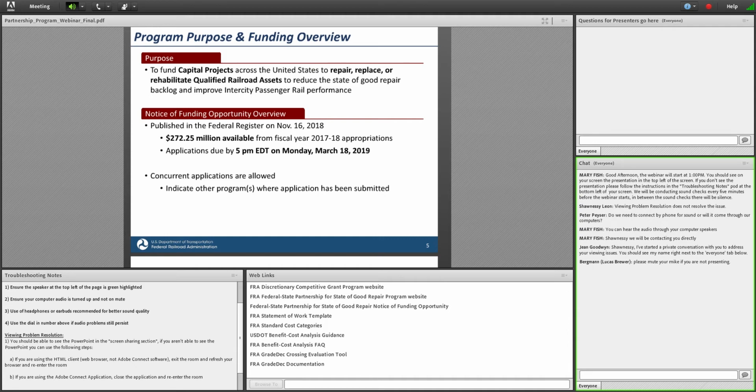One other thing I wanted to note, I have received this question from folks. We do allow concurrent applications, so you could apply to this program with applications you've also submitted to other federal programs such as BUILD or INFRA or the CRISI program. If you choose to do so, though, please make sure in your application that you indicate those other programs where it's been submitted, and that you provide any further information if anything substantively has changed about that application with what you're submitting to Fed State that's different from the submission to the other program.